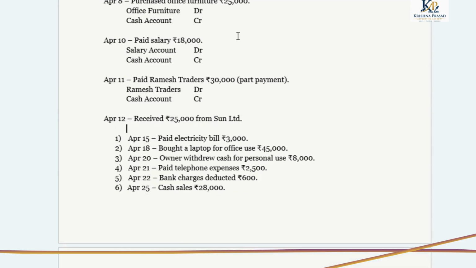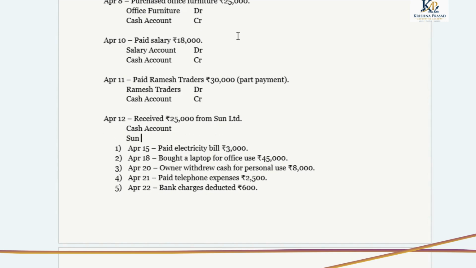So next, received 25,000 from Sun Limited. No cash, no bank, nothing. So that means cash account and Sun Limited. Cash is an asset. Asset means it will come under real account. What is the real account principle? Debit what comes in, credit what goes out. Cash is coming to the business or going out of the business? Coming to the business. We are receiving. So we need to debit cash.